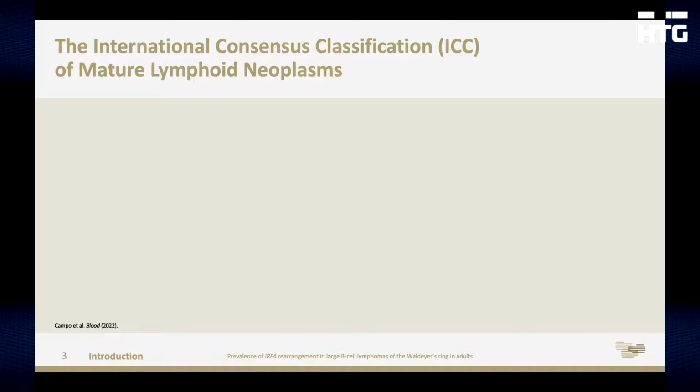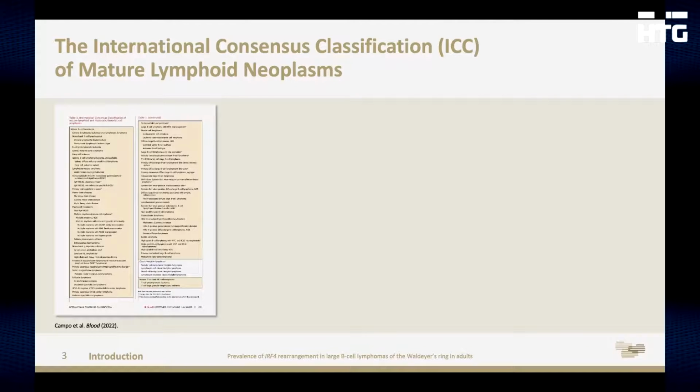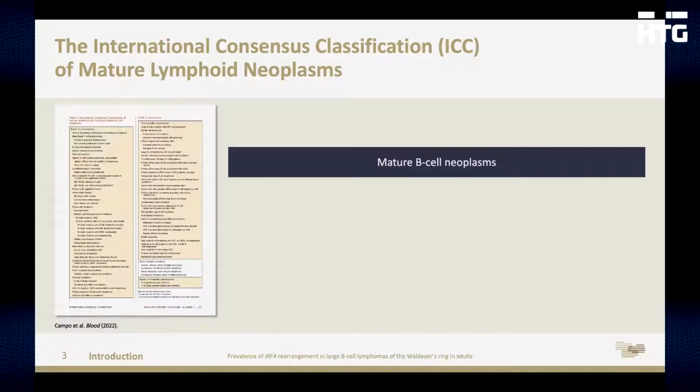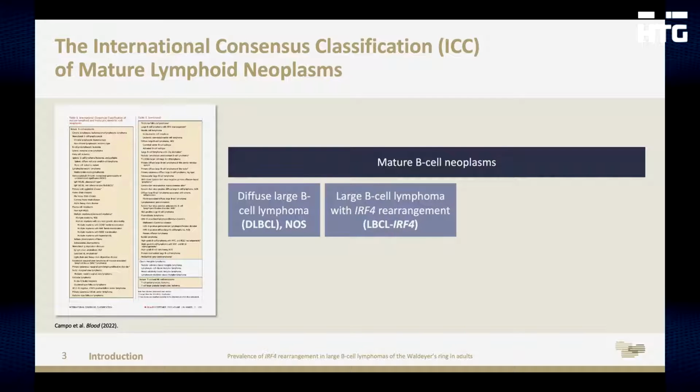And first up, I'm going to show the ICC classification. Within the group of the mature B-cell lymphomas, there are several subgroups, including the diffuse large B-cell lymphomas, not otherwise specified, which are the most common B-cell non-Hodgkin lymphomas in adult patients, as well as large B-cell lymphomas with IRF4 rearrangement, or LBCL IRF4. Furthermore, there are the follicular lymphomas, as well as other entities.